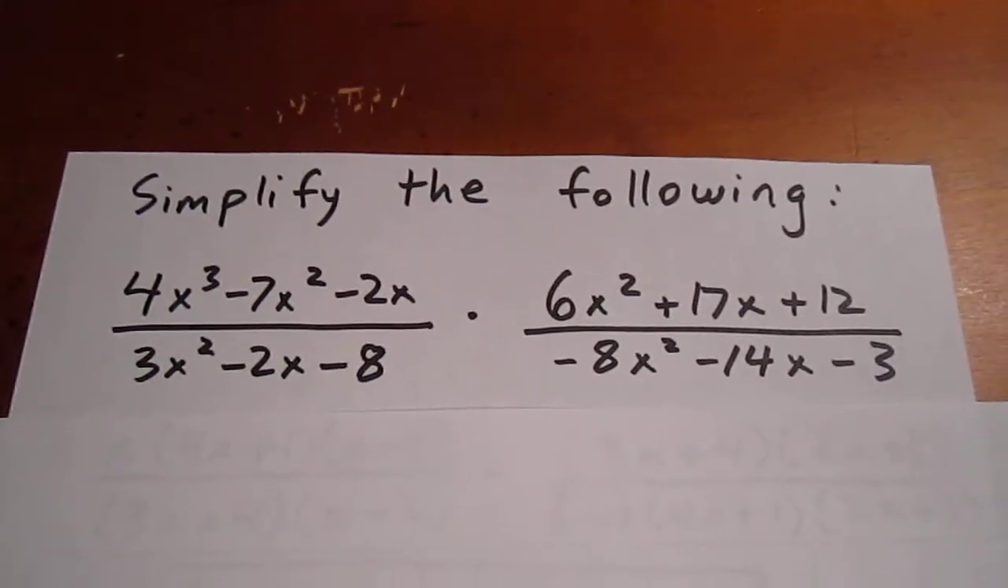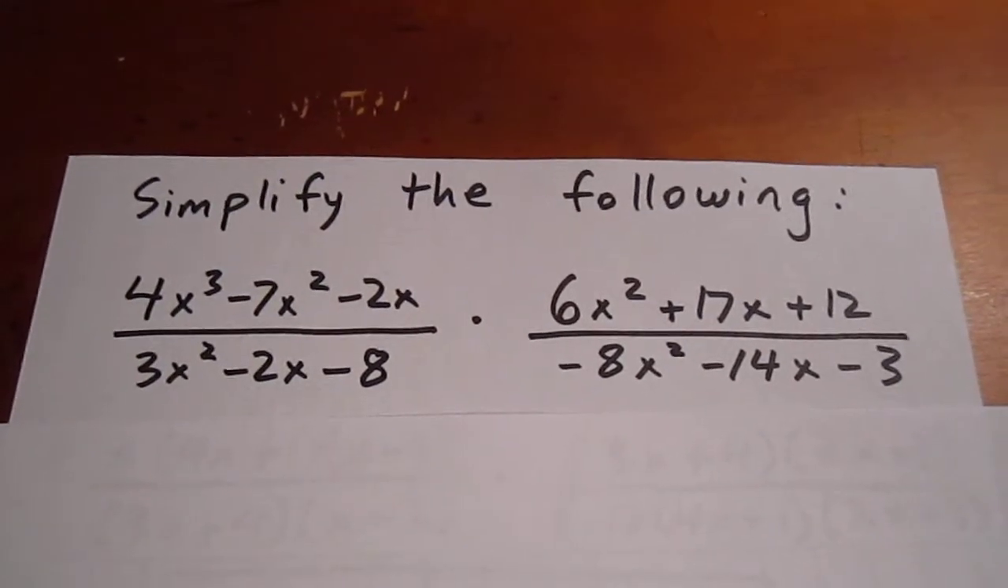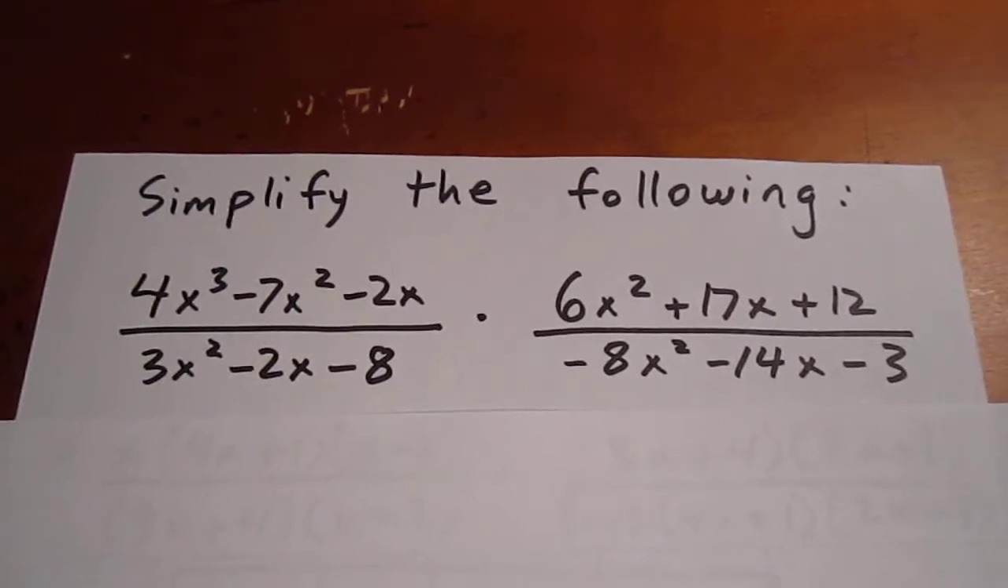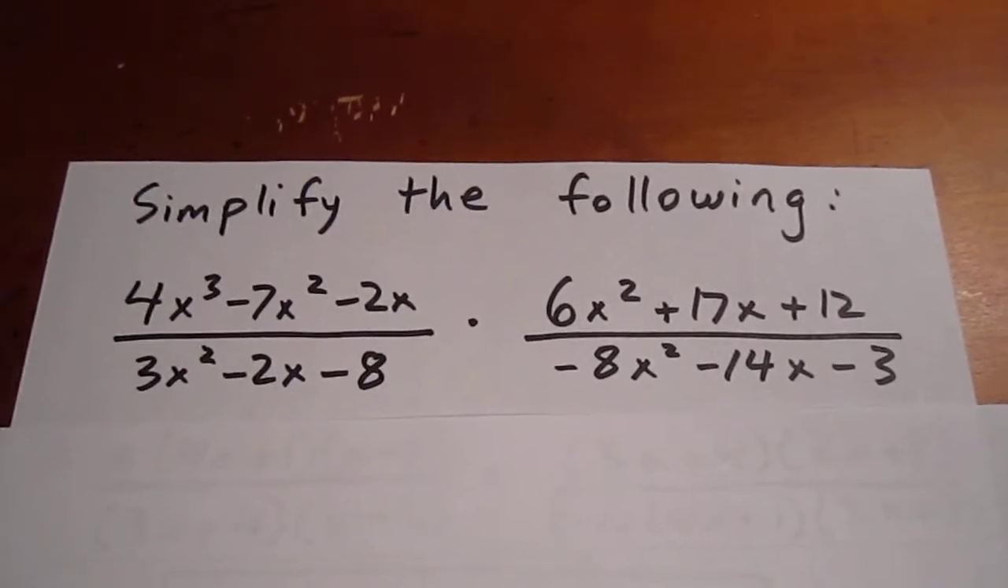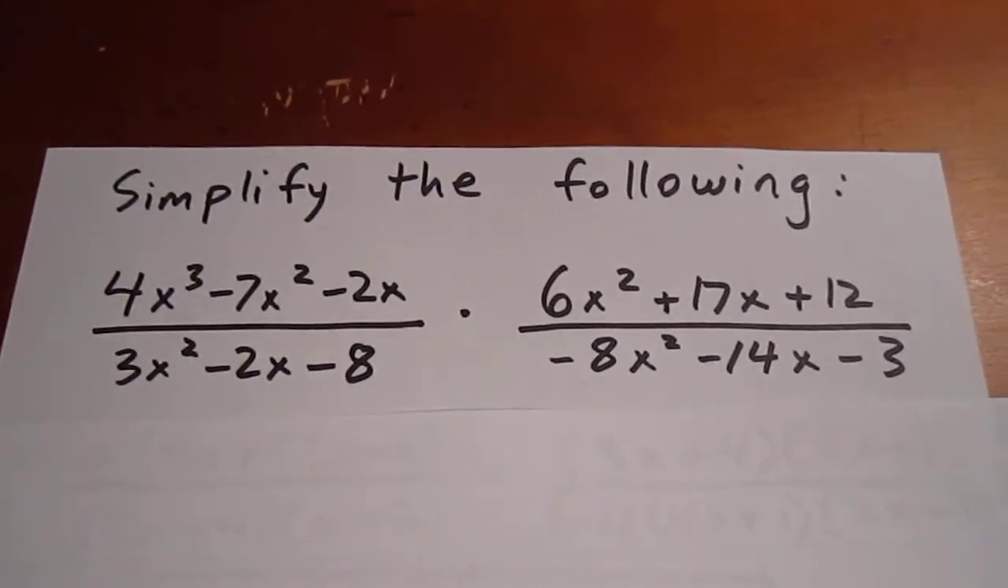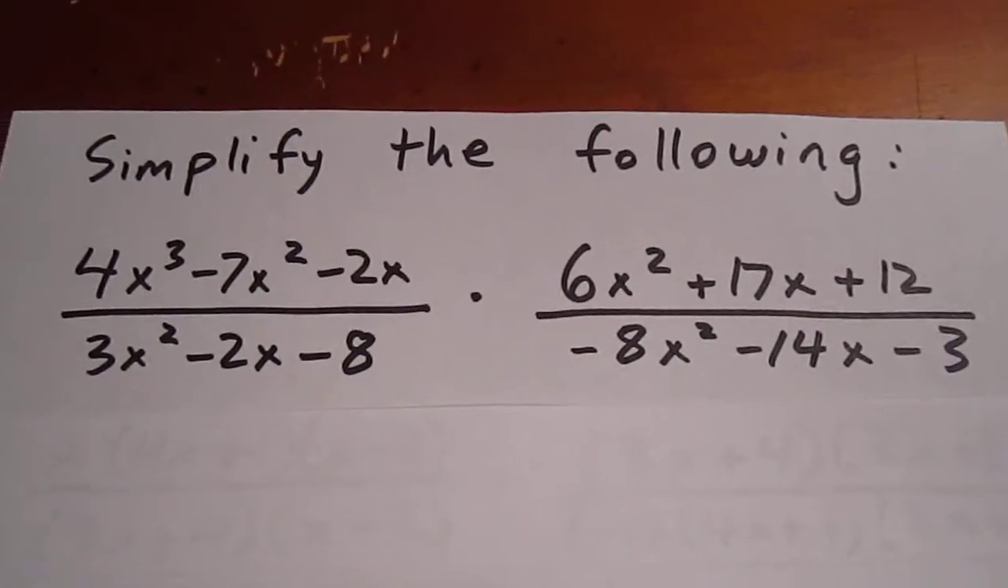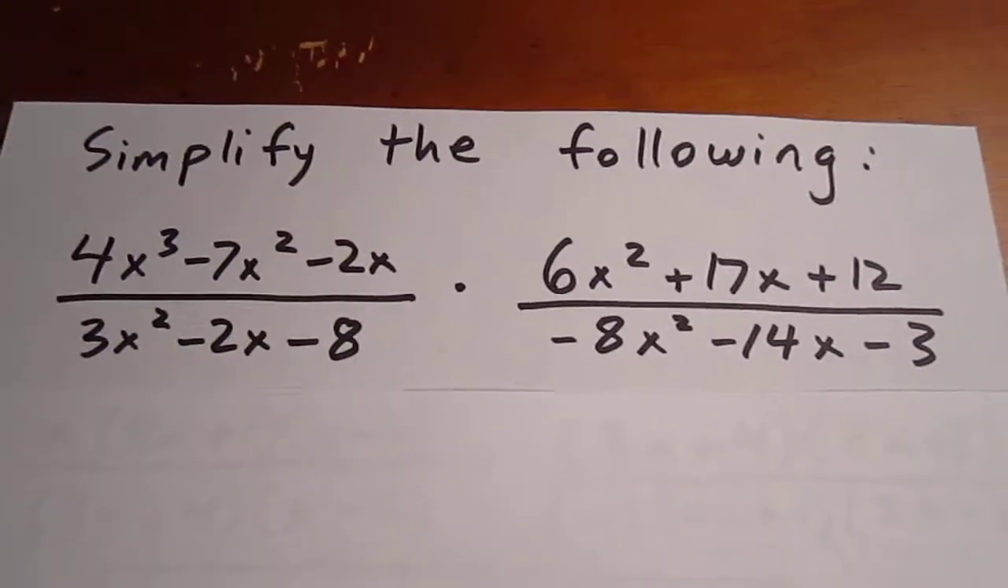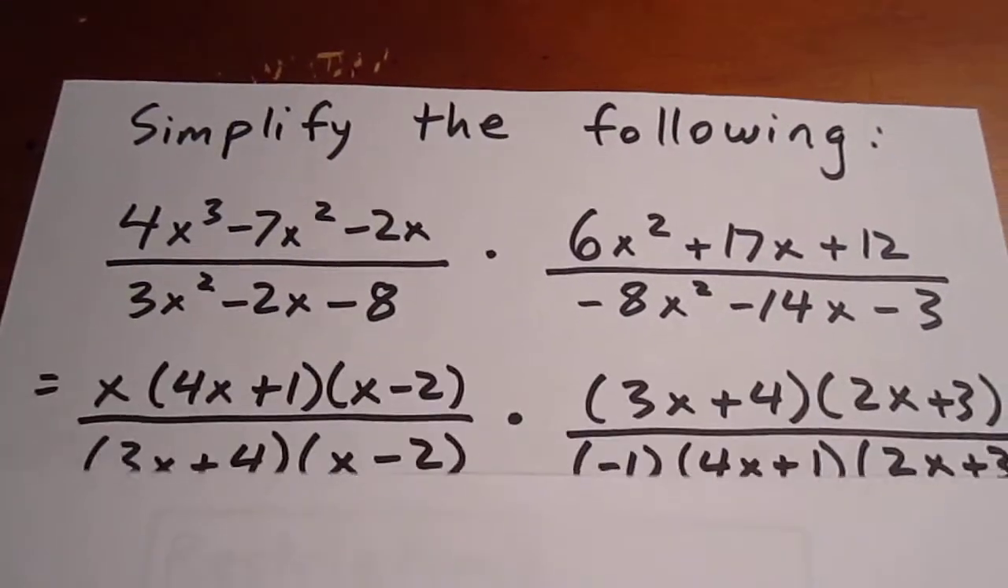We're asked to simplify the expression (4x cubed minus 7x squared minus 2x) over (3x squared minus 2x minus 8) times (6x squared plus 17x plus 12) over (negative 8x squared minus 14x minus 3). Well, we begin by factoring numerator and denominator.